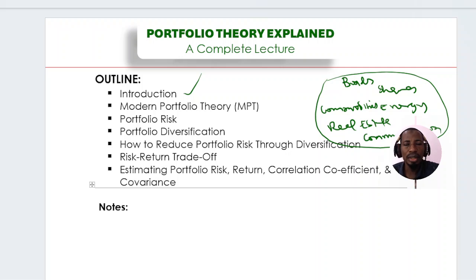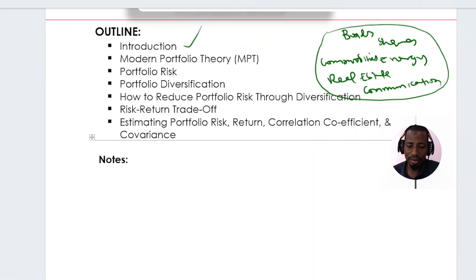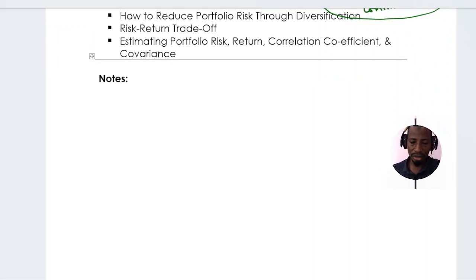So the theory is based on the assumption that investors are rational and do not like risk, which means that given a high level of risk, the investor will expect a high level of return. And where two securities have the same level of return, the investor will choose the one with a lower risk. This can be shown diagrammatically using the efficient frontier. Now, let's have a graph that will show this.